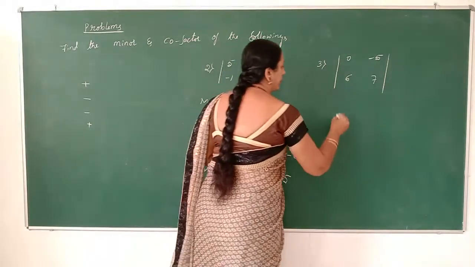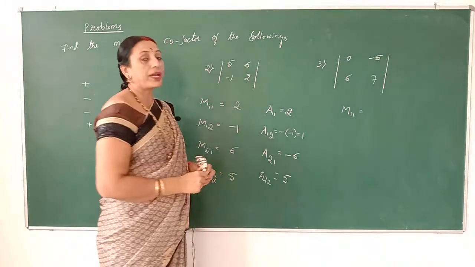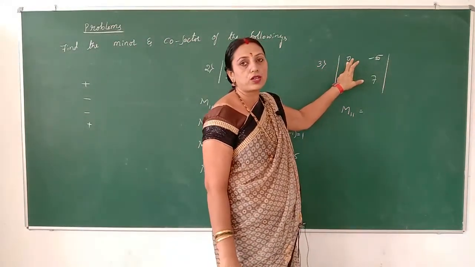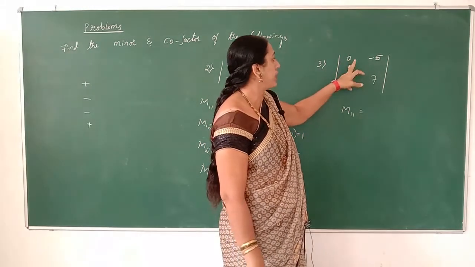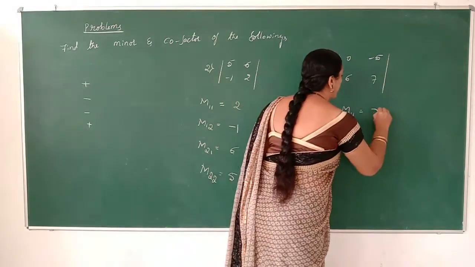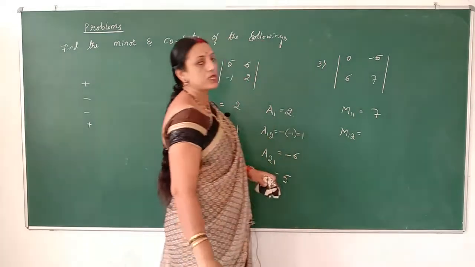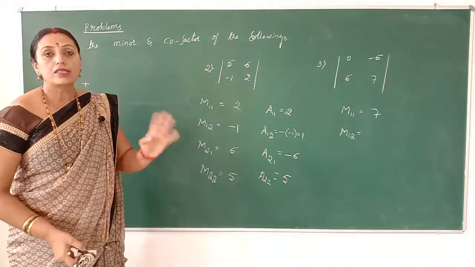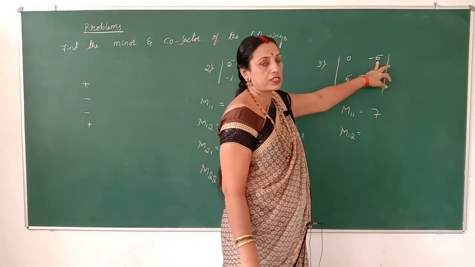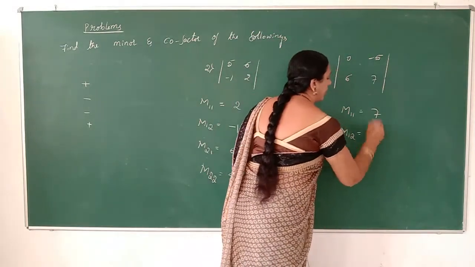And the third one is M11. So, M11 means minor of first row, first column. Now, the element of the first row, first column is 0. What about the minor of 0? First we neglect this element, and it will be equal to 7. Similarly, M12 means minor of first row, second column. The element in first row, second column is minus 5. Therefore, these elements are neglected, and it will be equal to 6.